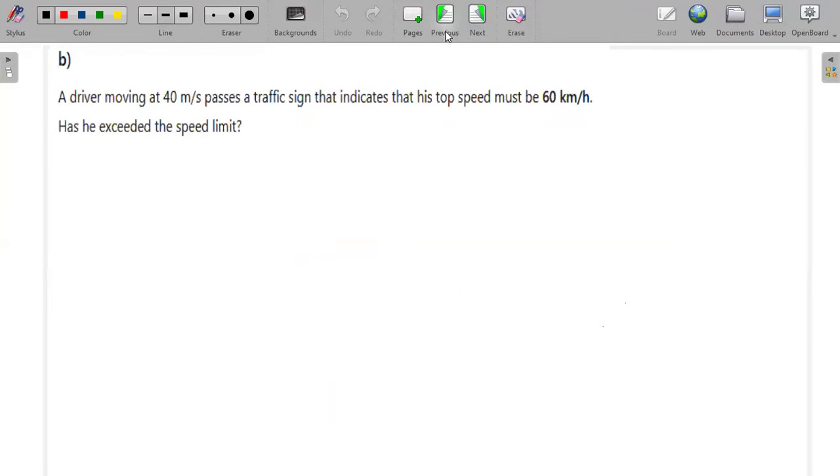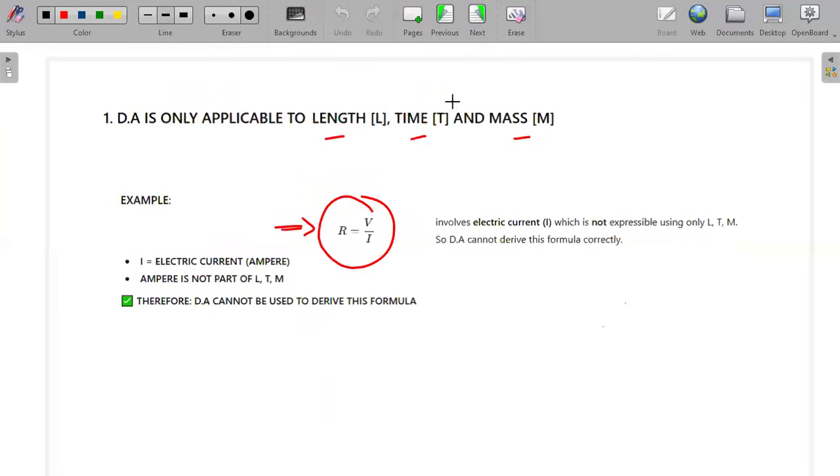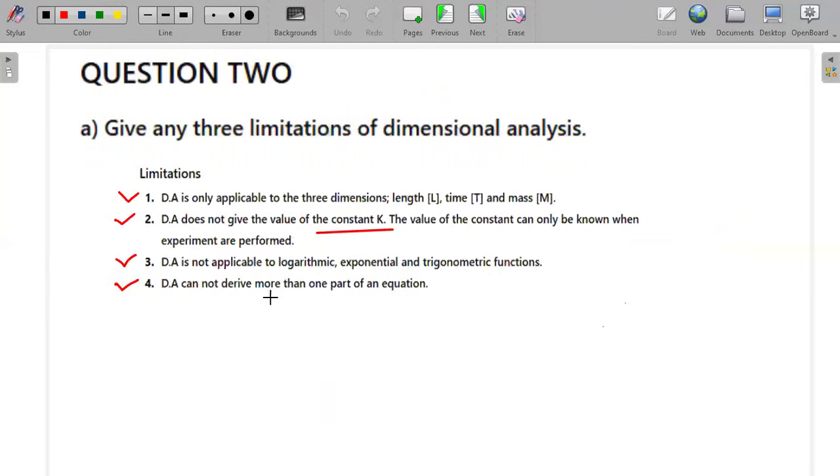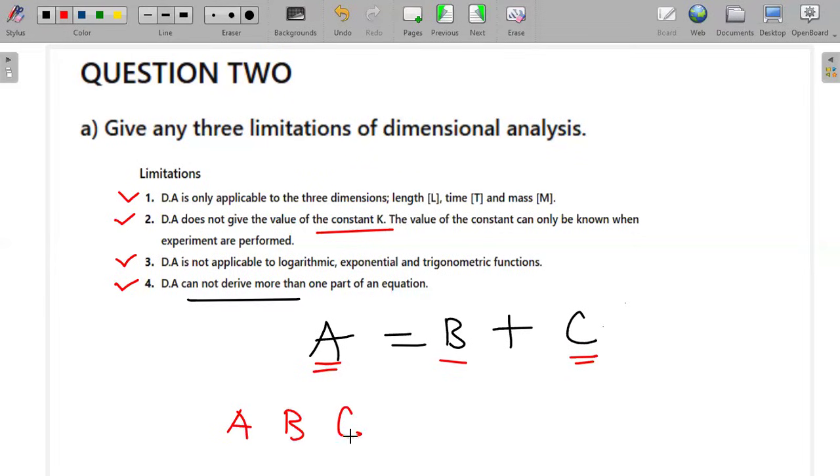The fourth one was what? Okay, the fourth one was, let me go back here. I said dimensional analysis cannot derive more than one part of the equation. So for example, if my equation is maybe A is equal to B plus C, what we mean by this fourth point is that at one particular time, I can only find the relationship between A and B using dimensional analysis, or I can find the relationship between A and C. I cannot, however, find the relationship between A and B and C simultaneously at one point.